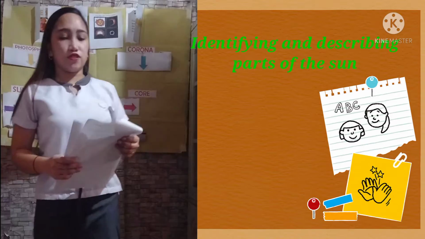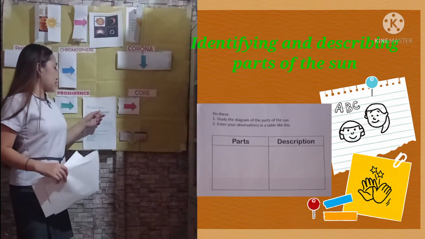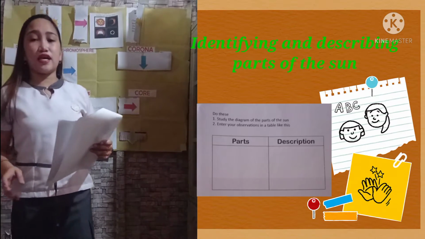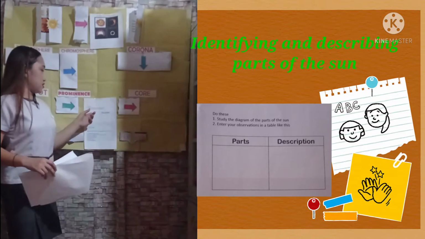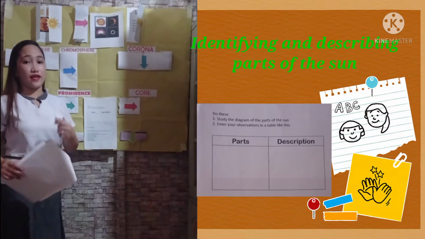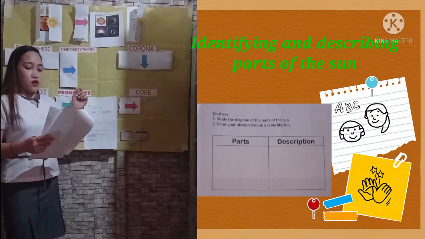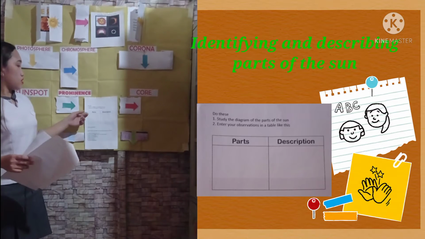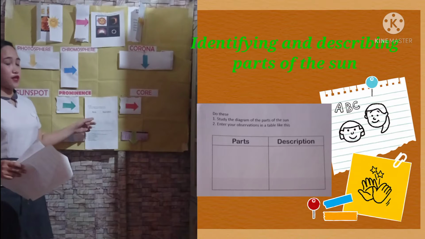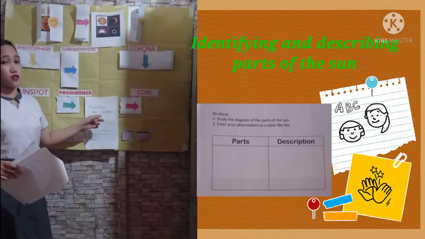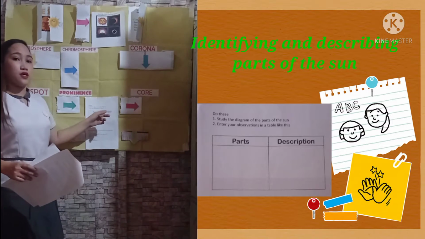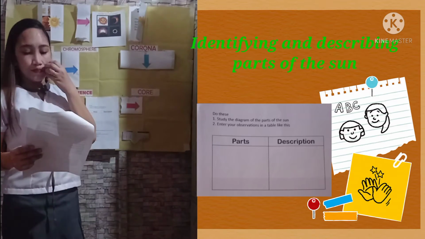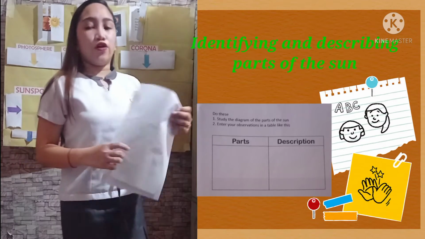Identifying and describing the parts of the sun. First, study the diagram of the parts of the sun. You need to study the picture of the sun. What is the part? Second, enter your observations in a table like this. This table has two columns. The first column is the part of the sun. What is the part of the sun? And the second column is the description of the part of the sun. Write in this column the description of the parts. Understand, class? Okay.